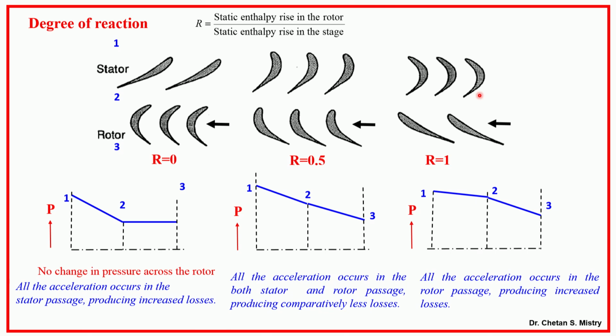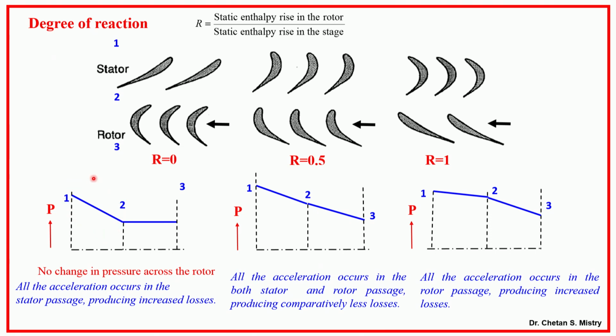So let us try to understand here, as I say, my degree of reaction, which we are defining in terms of turbine. We can have degree of reaction 0, degree of reaction 0.5, or degree of reaction 100%, that is 1. What is happening if I consider my degree of reaction to be 0? It means I will not have any enthalpy rise in the rotor. So, if you look at my expansion, it is happening only in the stator, and in my rotor there is no change of pressure. So, my expansion is happening only in the stator.